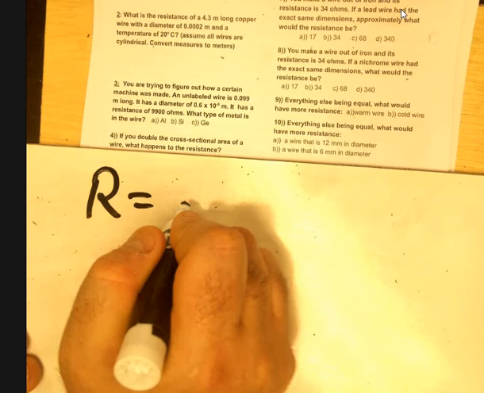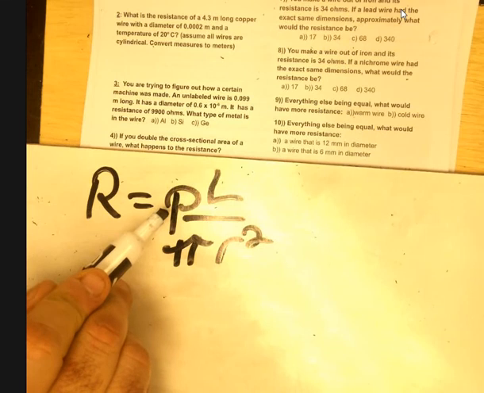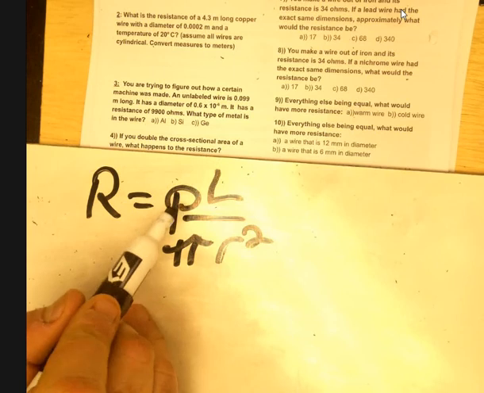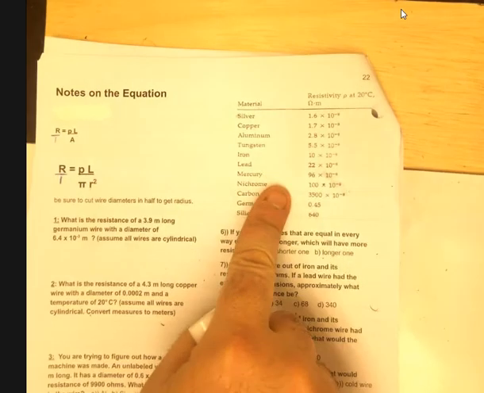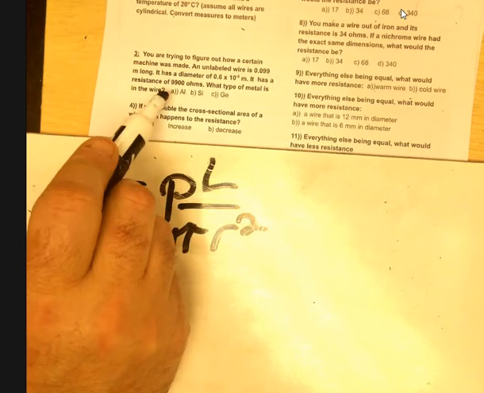Number 3, you're trying to figure out how a certain machine was made. An unlabeled wire is 0.099 meters long. It has a diameter of 0.6 times 10 to the negative 6 meters. It has a resistance of 9,900 ohms. What type of metal is in the wire? So, if we look at our equation, it's the p-value here that is distinctive between the options of aluminum, silicon, and germanium. So if we can figure out the p-value and then use this chart here, we can figure out what the material was. Okay, so the R is the resistance, 9,900 ohms.